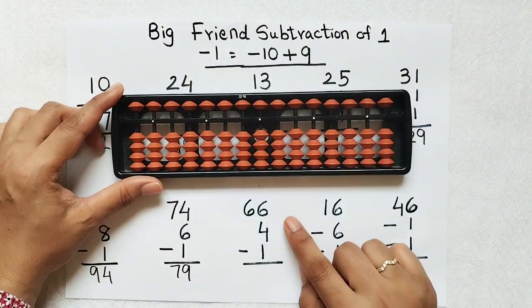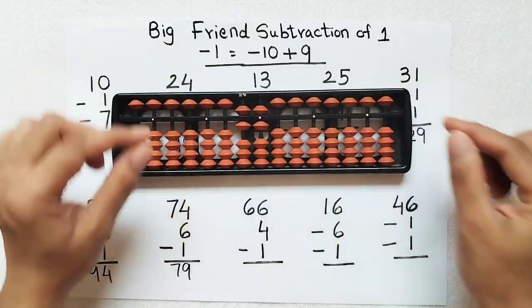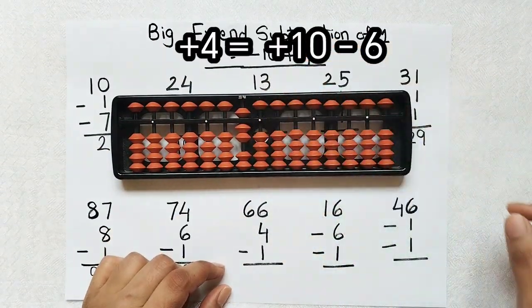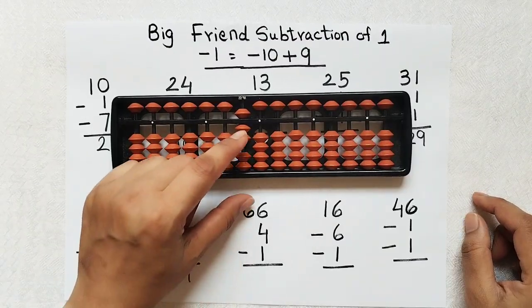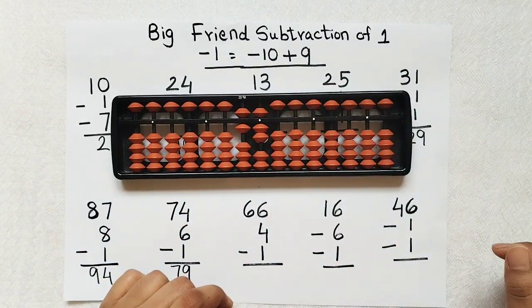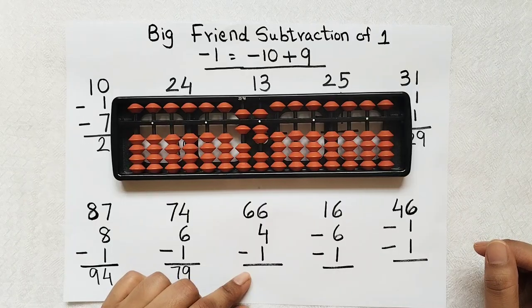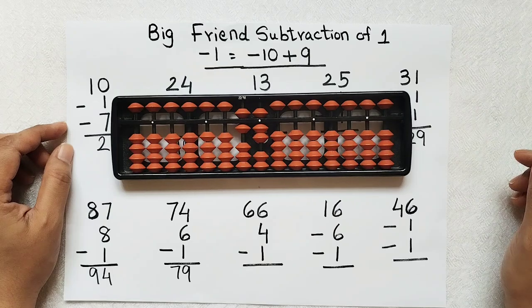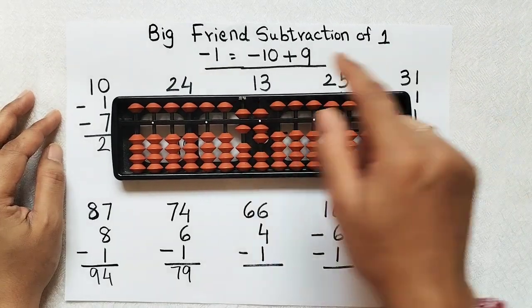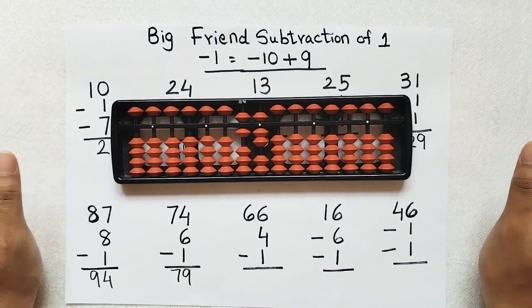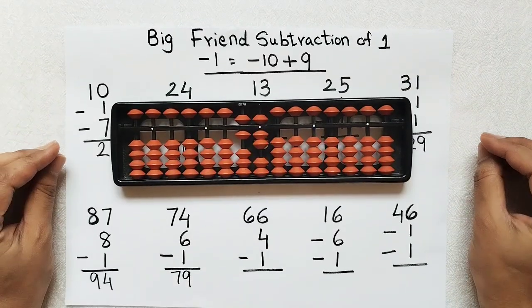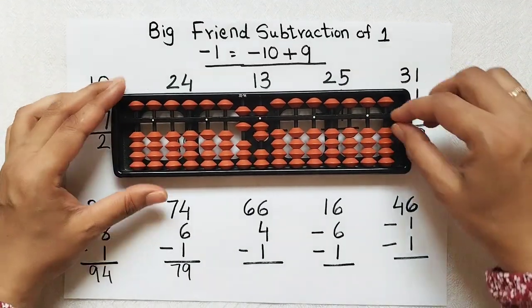Next one, 66 plus 4 less 1. 66 plus 4. Plus 4 is plus 10 less 6. And less 1 is less 10 plus 7. Am I correct? No? Why? What is wrong here? Okay, I added the wrong friend. Yes. Always remember, one's friend is 9. It is not 8. It is not 7. It is 9. It is very important to know your friends thoroughly.